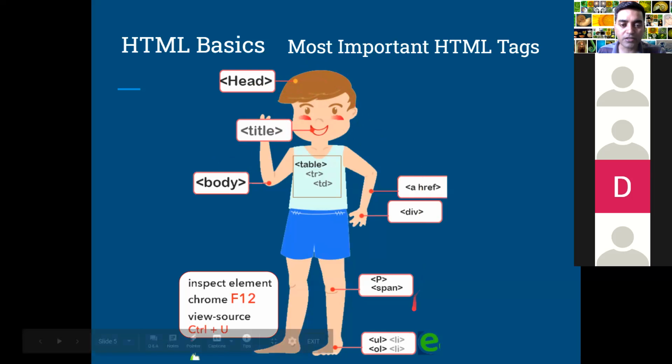Now comes the body section. Inside this body section we have different tags, which are essential like the limbs for human movement, for example hands or legs. Likewise, there are different tags in HTML, a few of which I have added over here. Each has a different type of purpose.